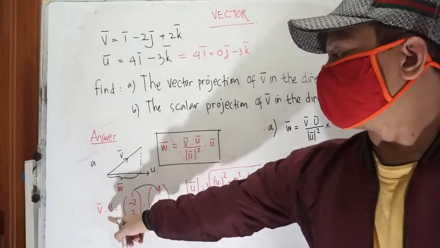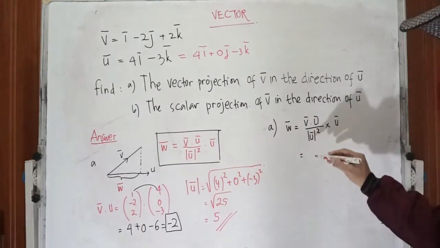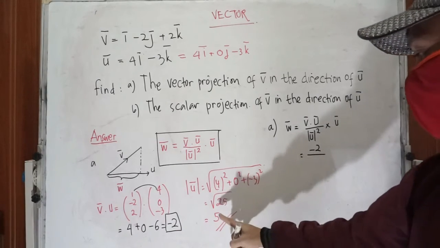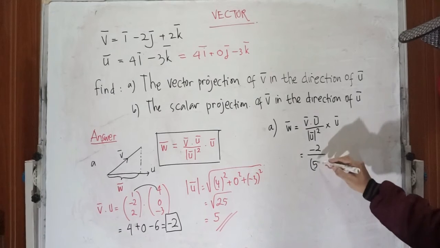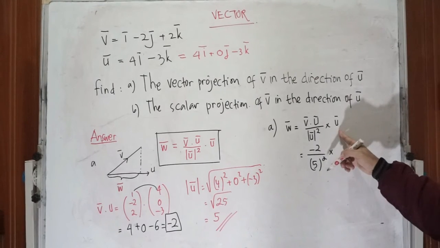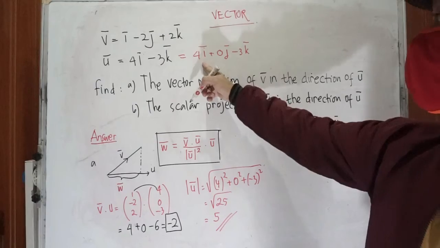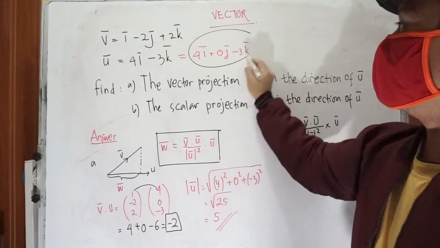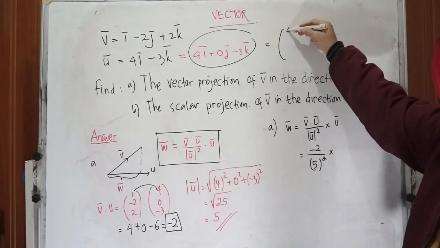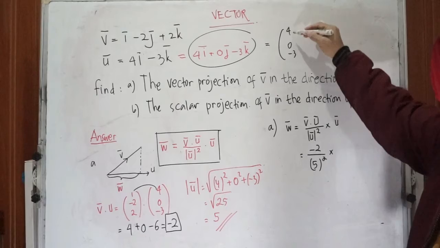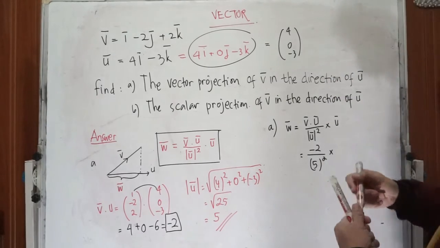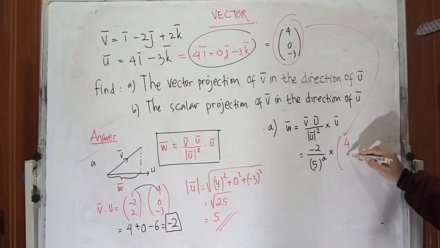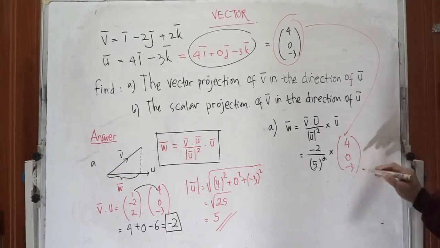Okay? V dot U, you got minus 2 over magnitude of U squared. The magnitude of U is 5, squared, times vector U. Vector U is 4, 0, minus 3. So you can write here 4, 0, minus 3. You just copy and put it here, 4, 0, minus 3, right?